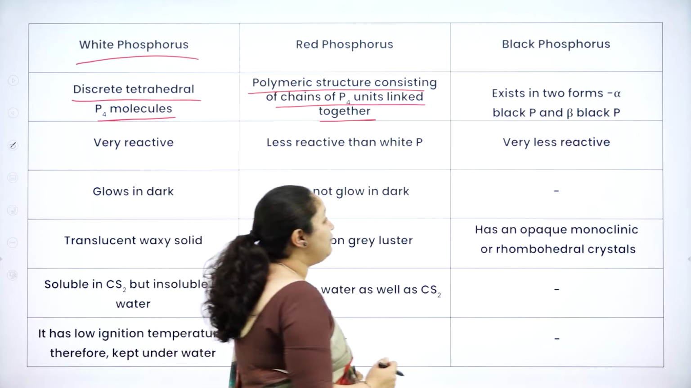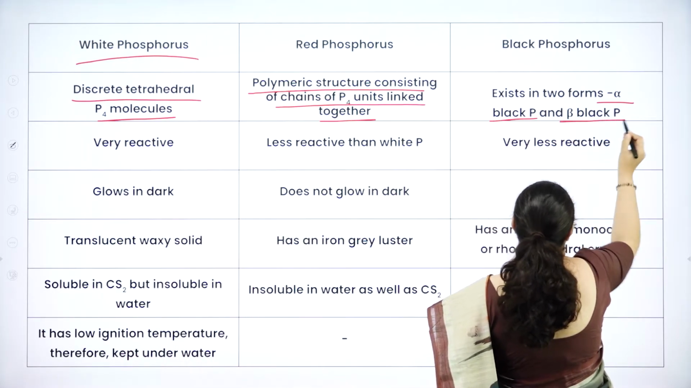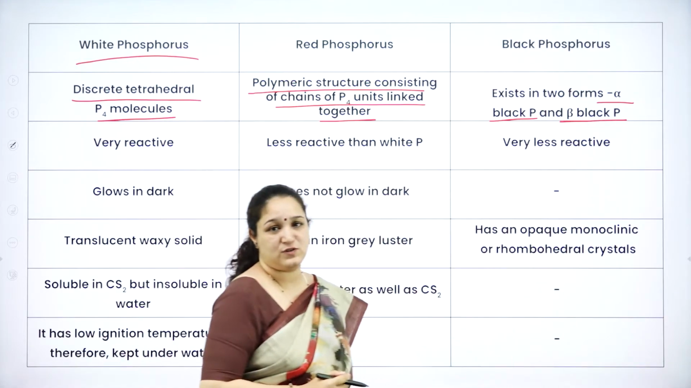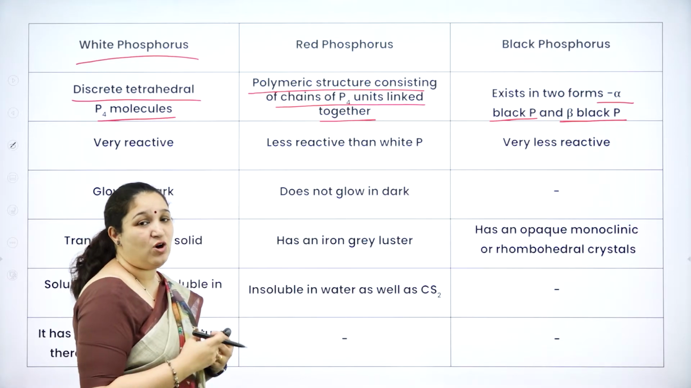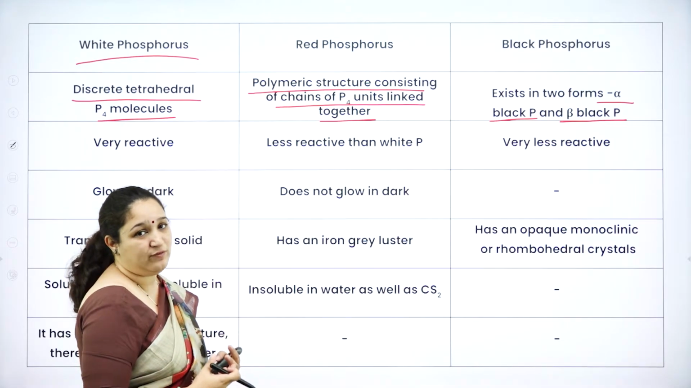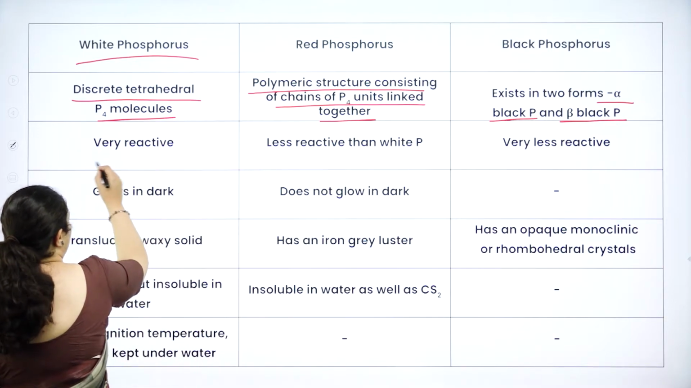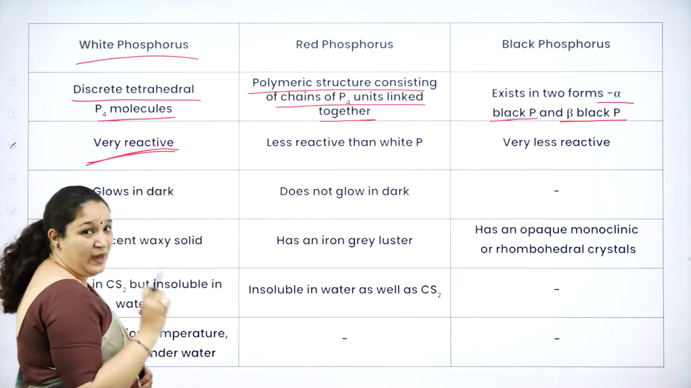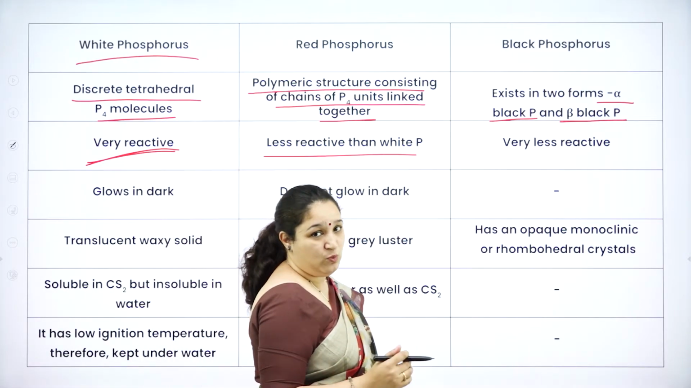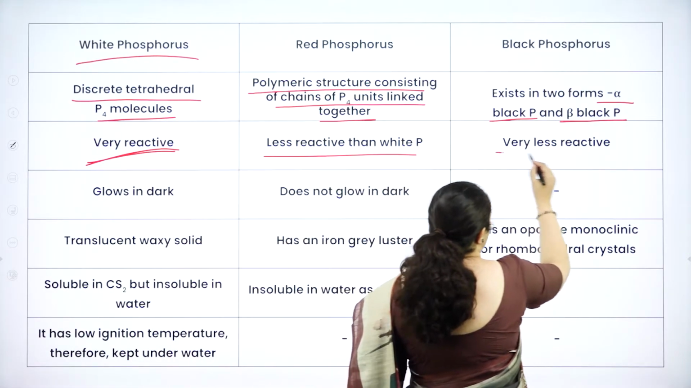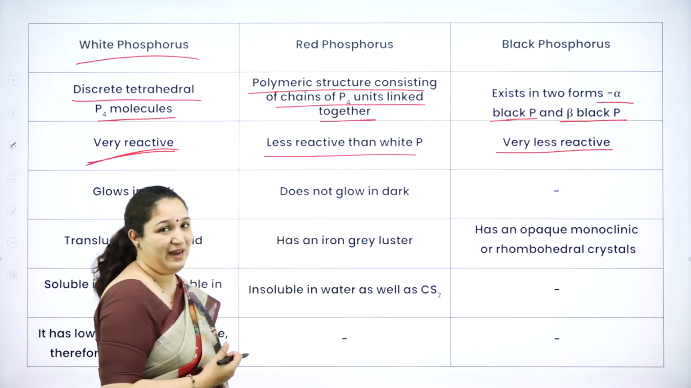Black phosphorus exists in two forms. We call them alpha black phosphorus and beta black phosphorus. So this is the structure of white, red and black phosphorus. Next, about the reactivity. White phosphorus is very reactive, red phosphorus is less reactive compared to white, and black phosphorus is very less reactive. That is, they do not react very easily at all.